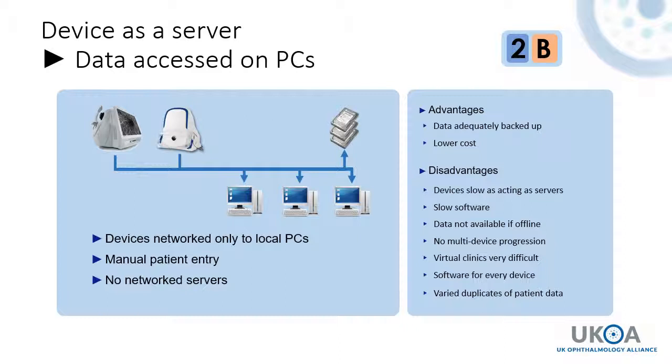So 2B now, so moving from 1 to 2 is because the devices are no longer isolated. They're on a network and the results can be viewed on computers in the consulting rooms. But the results that are viewed are served from the devices themselves. So the cameras and scanners are acting as servers. So if the cameras and scanners are turned off, the images can't be viewed on the computers. So this is an improvement for sure, along with some backup, but it still means if the devices are switched off, the data can't be viewed.